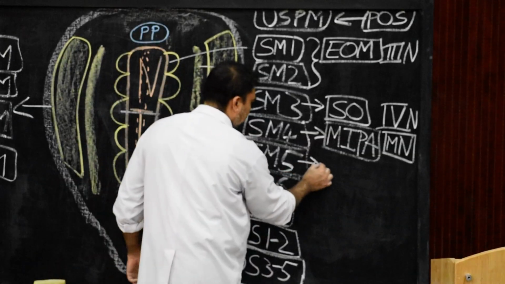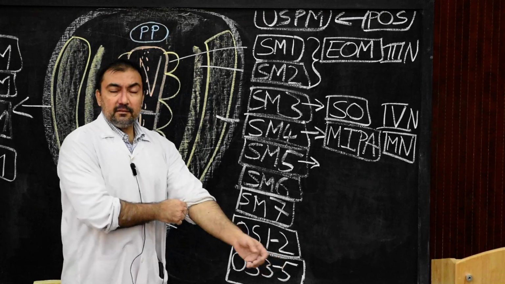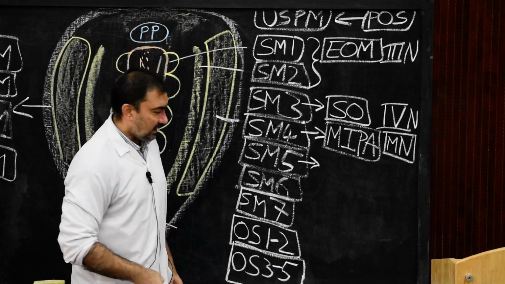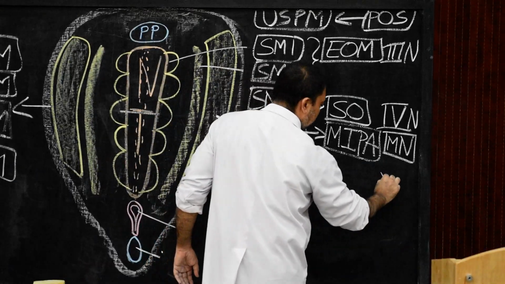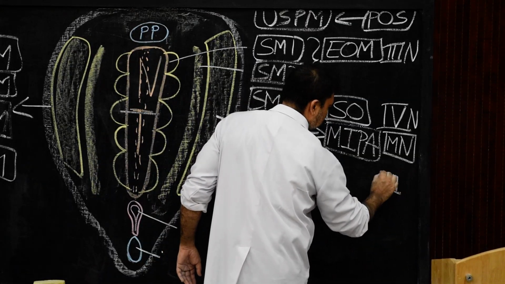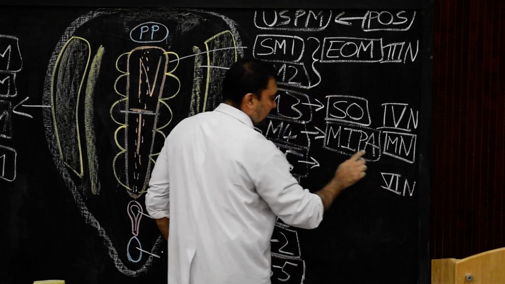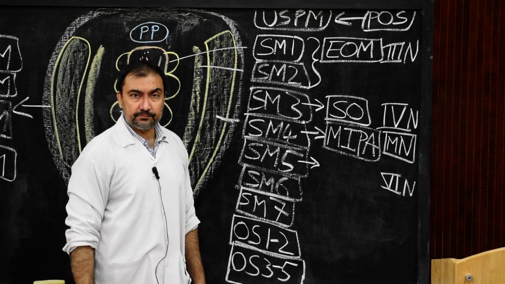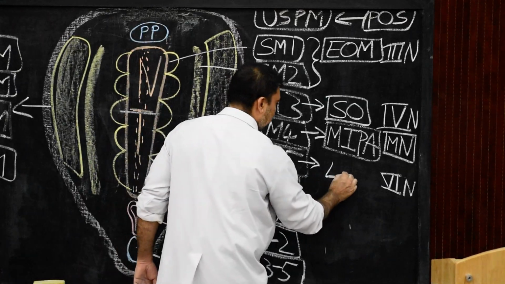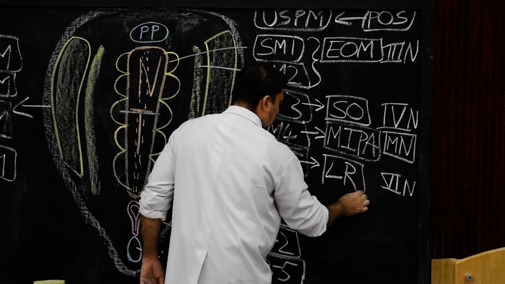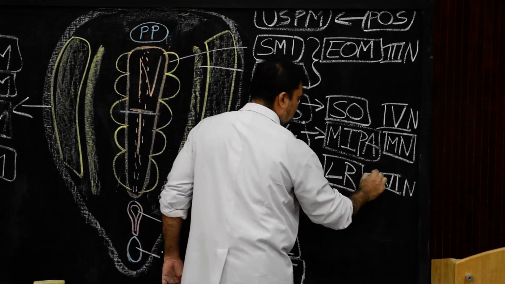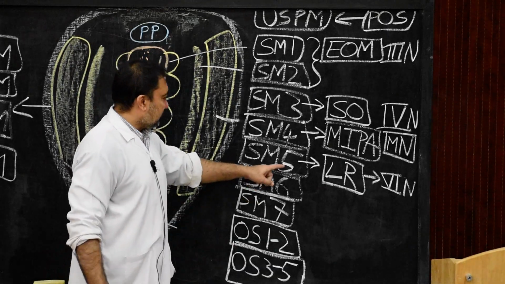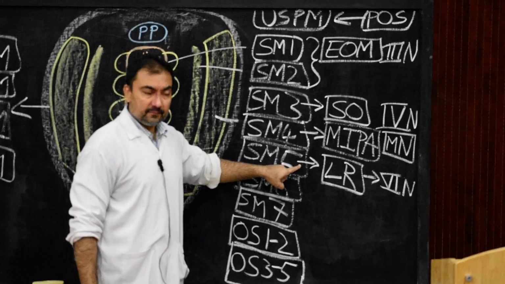Then somatomere number 5. The extraocular muscle which is supplied by the abducent nerve, and the abducent nerve is known as the 6th cranial nerve. Only one muscle will develop from the 6th cranial nerve, that is the lateral rectus muscle. So the lateral rectus muscle, which is supplied by which nerve? The 6th cranial nerve, the abducent nerve, is developed from somatomere number 5.